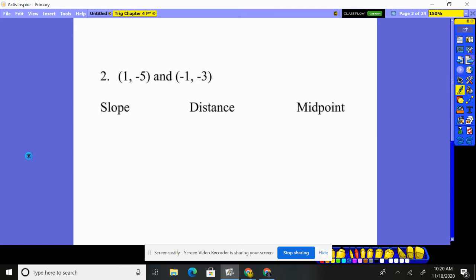Problem 2, slope, changing your y's, changing your x's. So I'm going to do -5, starting with the first point this time, minus -3 over 1 minus -1. So it's going to change to a plus there. So I get -2 on top, plus there, 2 there. -1 is my slope.